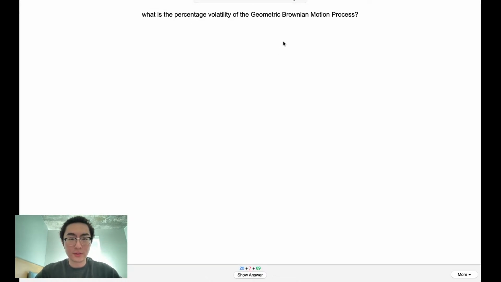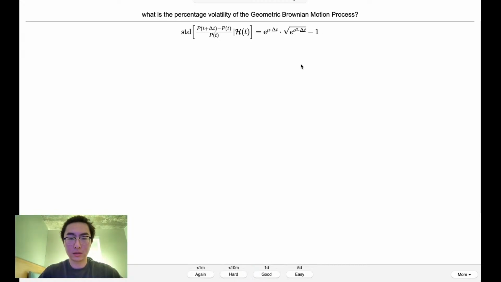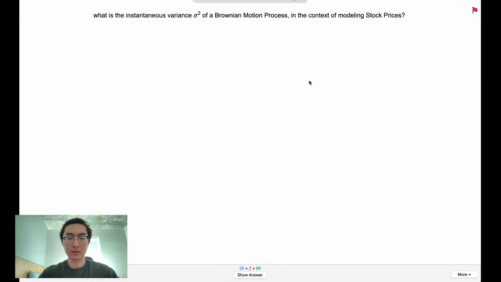Alright, so what is the percentage volatility of the geometric Brownian motion process? This is the standard deviation of the value of the geometric Brownian motion process at, say, some time delta t, minus the value of the process at some time t, over the initial value at time t. And that's actually equal to e raised to the u times delta t times e raised to the sigma squared times delta t, square roots, minus 1. Okay. Square root of e to the sigma squared times delta t.